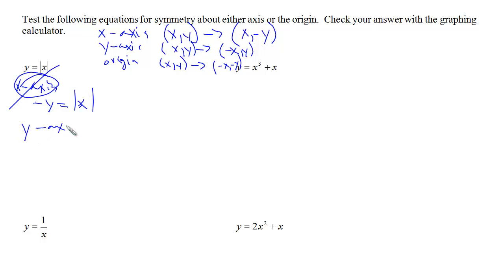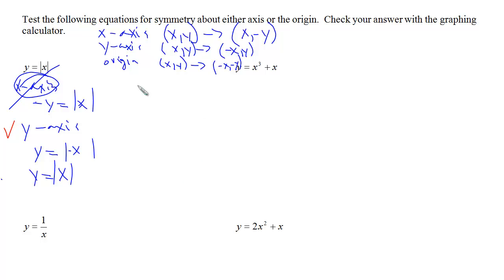If I want to check the y-axis, I do the same thing, but I'm going to put in a negative value for x. So y equals the absolute value of negative x. Is that the same thing? That would be the same thing as y equals the absolute value of x. It doesn't matter what that is, because whatever comes out of there is still going to be a positive absolute value. So this one does indeed check. So it does have symmetry about the y-axis. Let me change that to maybe red here.